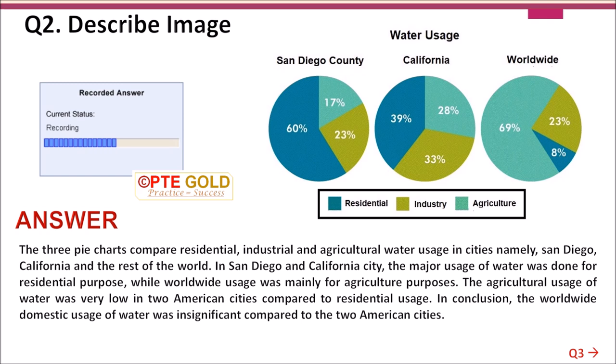The agricultural usage of water was very low in the two American cities compared to residential usage. In conclusion, the worldwide domestic usage of water was insignificant compared to the two American cities.